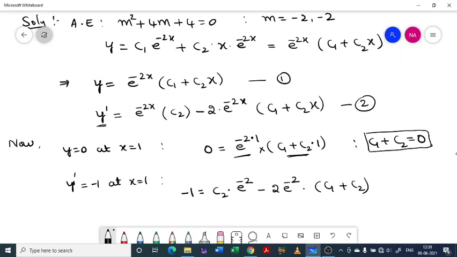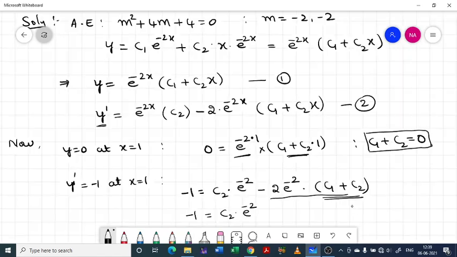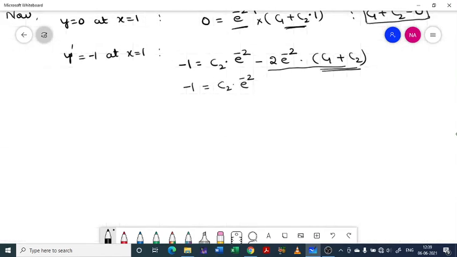Okay, this we got. But c1 plus c2 we have 0. So that implies you must have minus 1 equal to c2 into e power minus 2. So this term vanishes. So c2 into e power minus 2 itself will be, minus 1 equal to c2 into e power minus 2. So c2 will be minus 1 divided by e power minus 2.